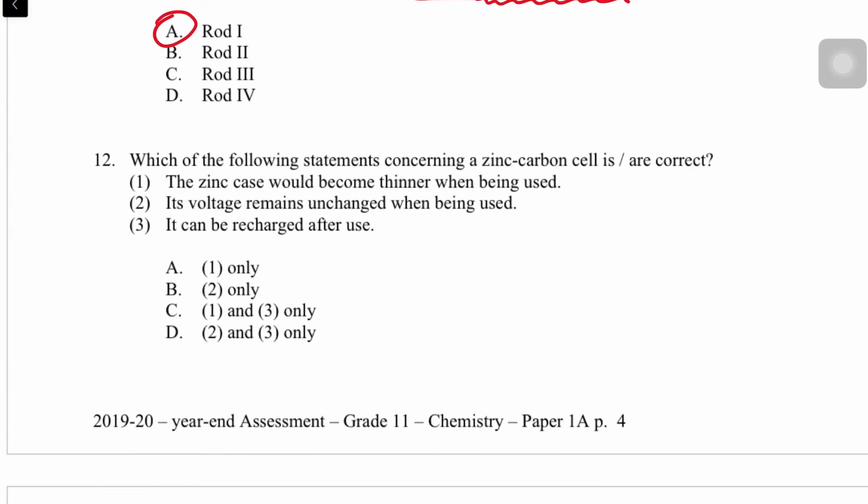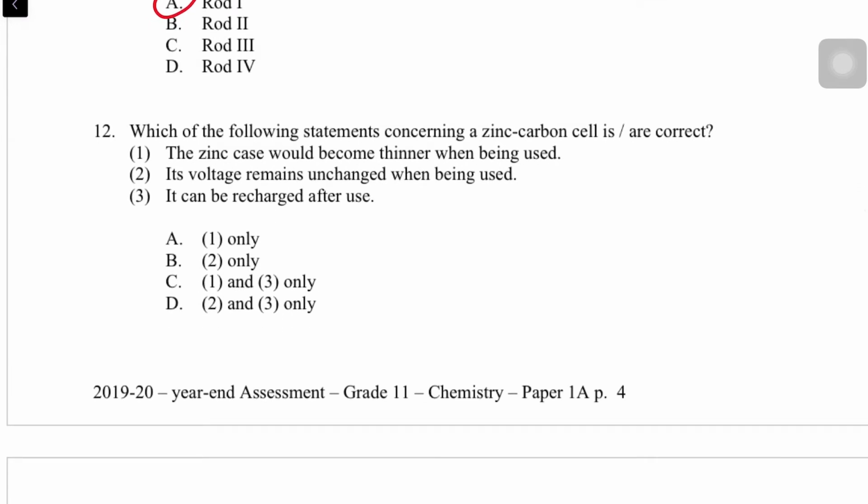12, zinc-carbon cell. Zinc becomes thinner when used, correct. The voltage remains unchanged when used? No. In a zinc-carbon cell, the voltage is not very stable. It can be recharged? No, for sure. So the answer is A, easy.